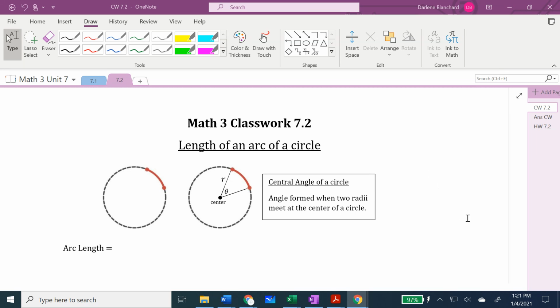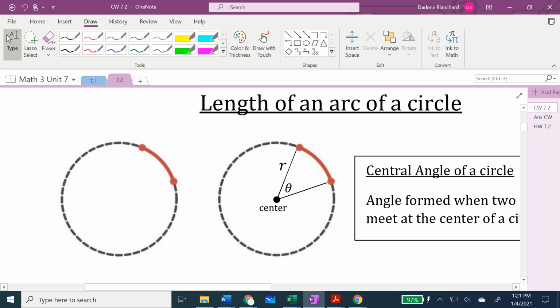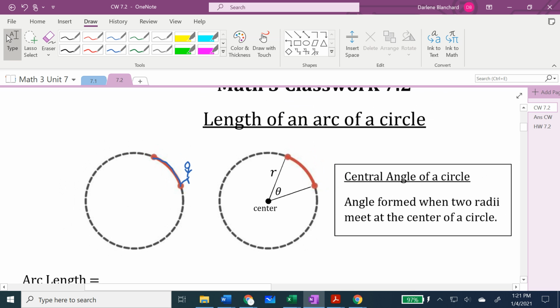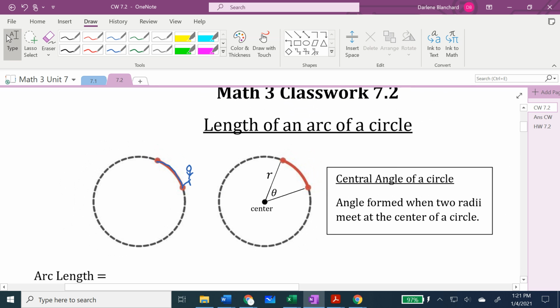Okay, first thing we're going to look at is how do you find the length of an arc of a circle? So it's really kind of asking, like, if you were walking along the edge of the circle, let me draw a little stick figure walking along the edge of the circle. La, la, la, la, la. How far did they walk? So we want the length of that arc.